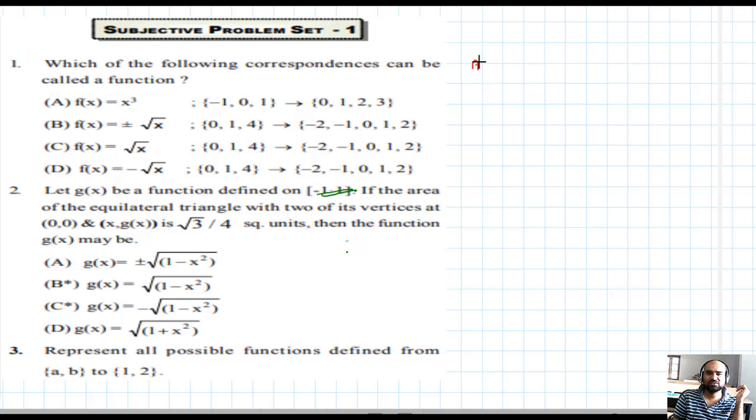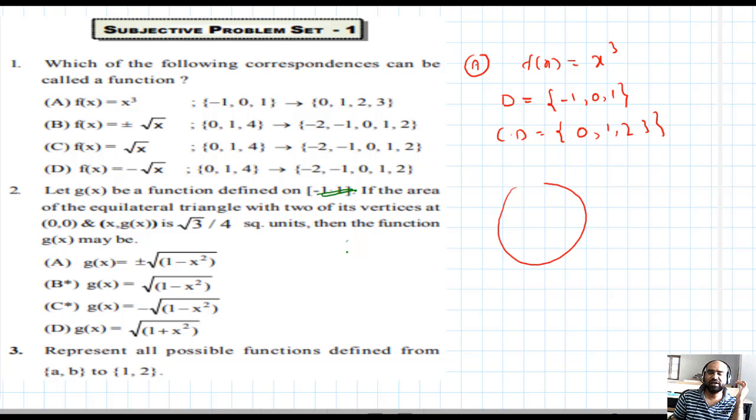For example, the first one is given as a rule: f of x equal to x cube. I am saying relation for the domain because I don't know whether it is a function or not. Domain of the relation is given as minus 1, 0, 1. Codomain of the relation is given as 0, 1, 2, 3. Now using a Venn diagram I will explain. This is set A, this is set B, having minus 1, 0, 1 and 0, 1, 2, 3.